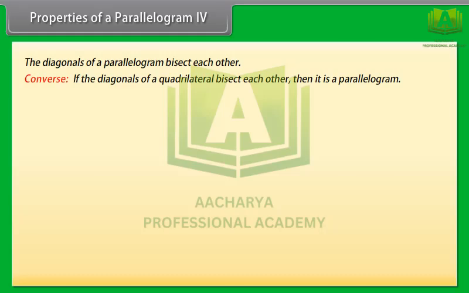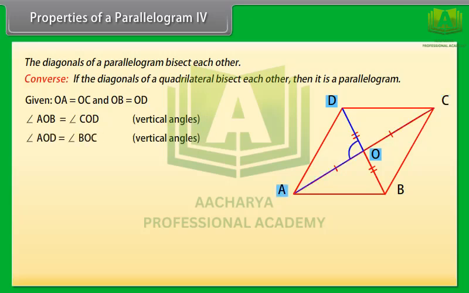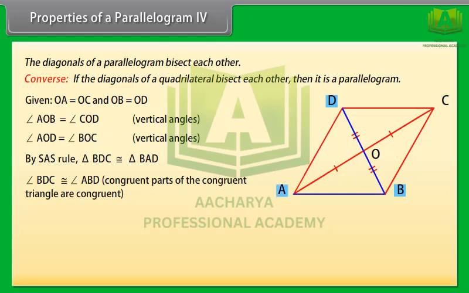Let us prove it. It is given that OA is equal to OC and OB is equal to OD. Angle AOB is equal to angle COD because these are vertical angles. Similarly, angle AOD is equal to angle BOC. So, by SAS rule, triangle BDC is congruent to triangle BAD. Therefore, angle BDC is congruent to angle ABD. Congruent parts of the congruent triangles are congruent.